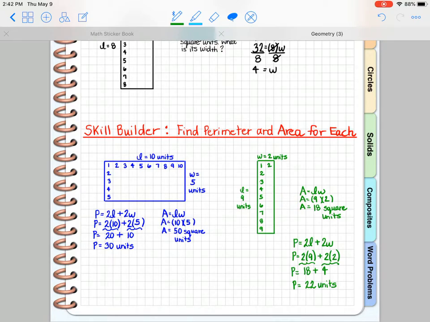Okay, this is the end of the unit on area and perimeter of rectangles. I'm going to stop the video before we progress because it's getting very long. And we'll look at triangles in the next one.